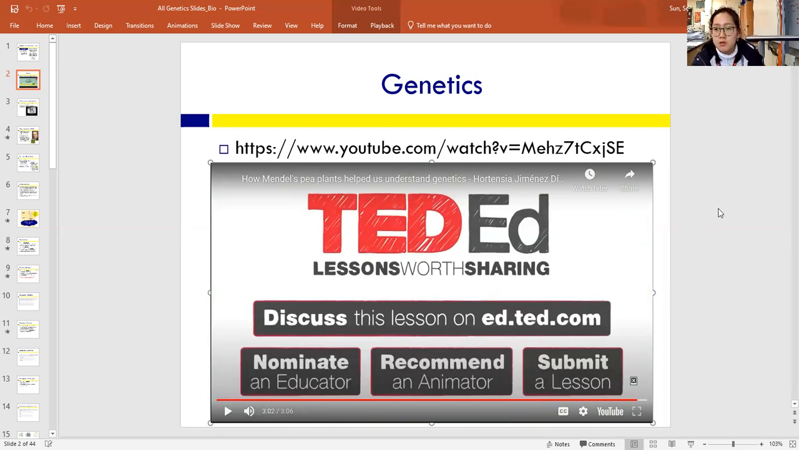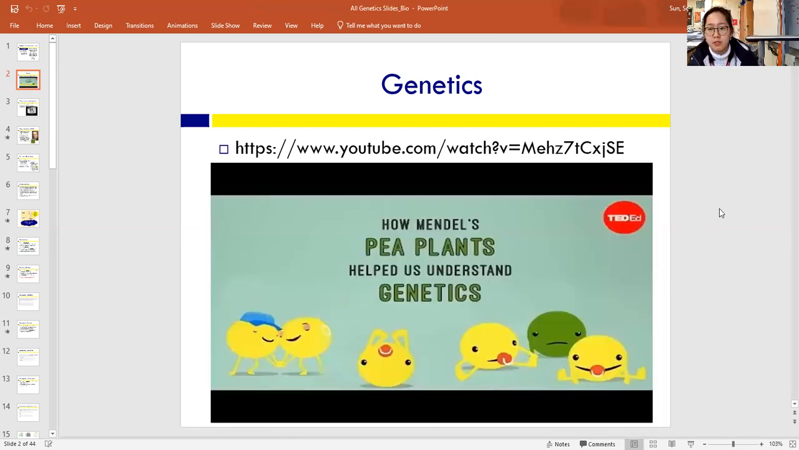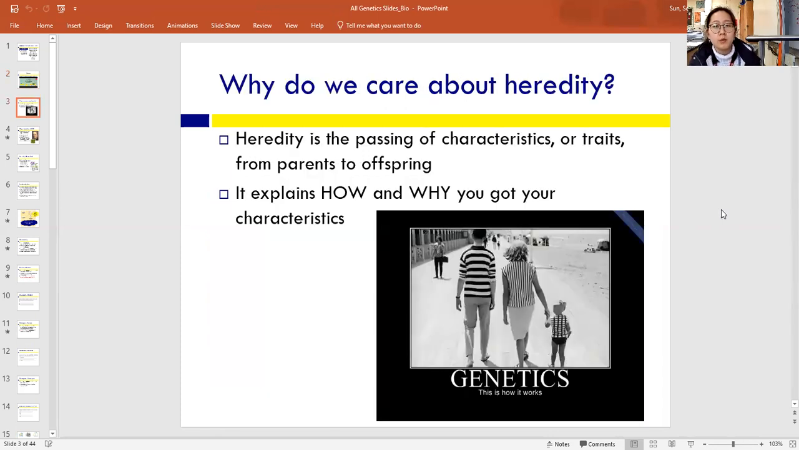All right, so that's a general overview of genetics and what we're going to be learning about and doing during this unit. So why do we care about heredity? Well, heredity is the passing of characteristics or traits from parents to offspring. It explains how and why you got your characteristics. So basically, like they said, every single trait that you got from your parents, you got half of it from your mom and half from your dad.